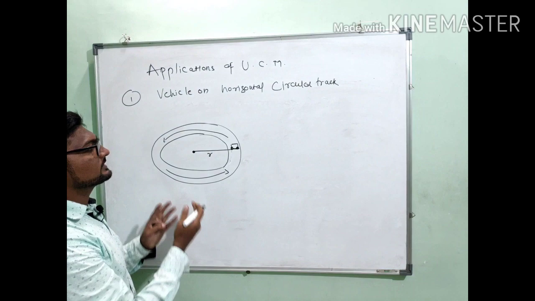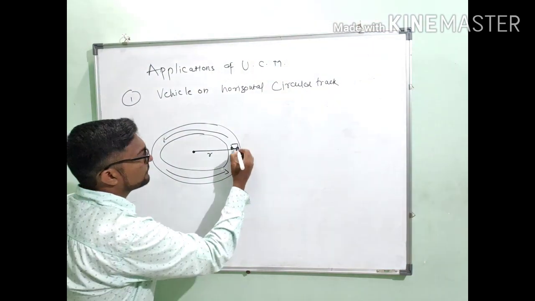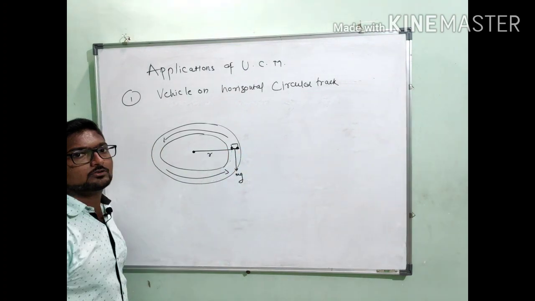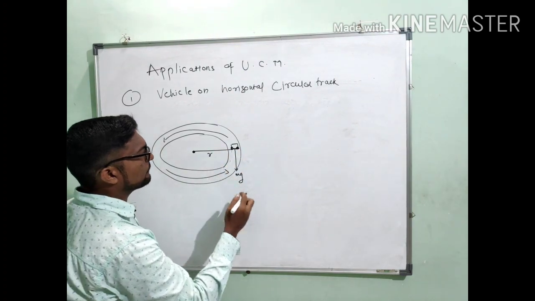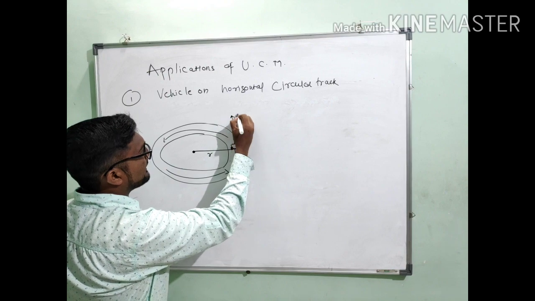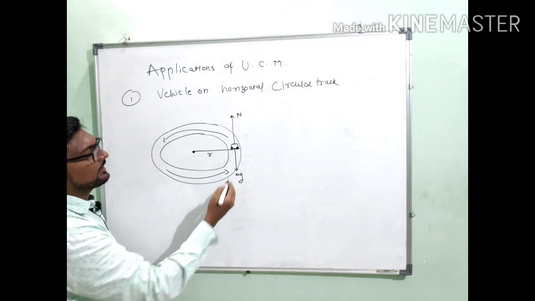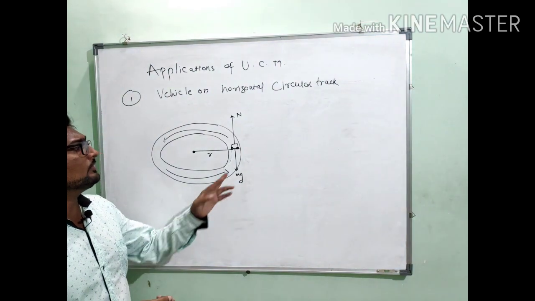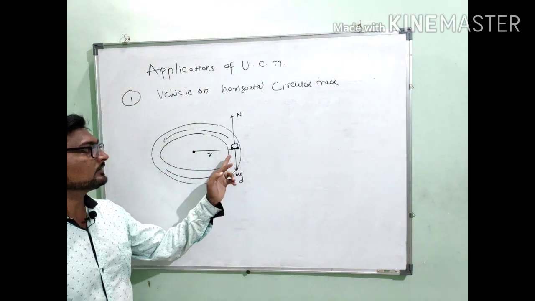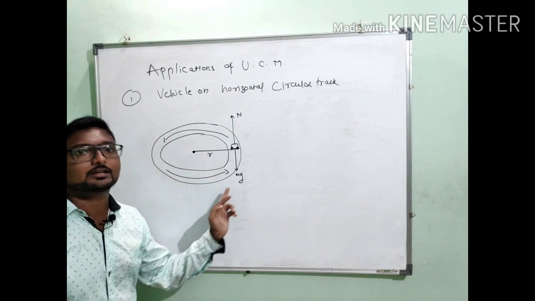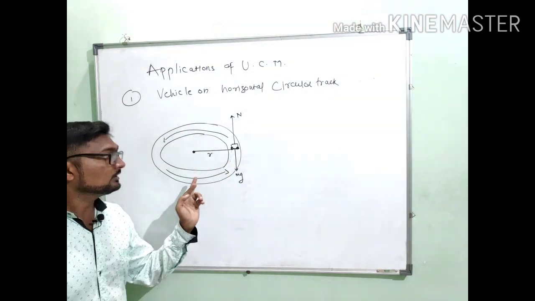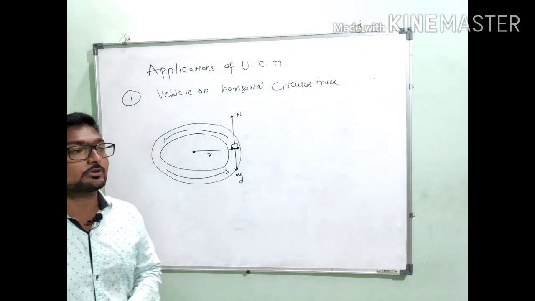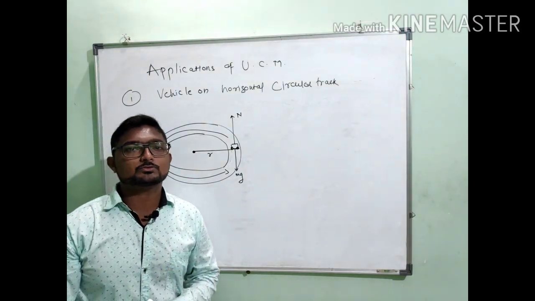Now which forces are acting over here? Let us see. First, mg, the weight of this car downwards, and the normal reactive force N upward, and there is a third force. In this circular track, the car is moving along a circle, so there must be a centripetal force. So who is providing this centripetal force?